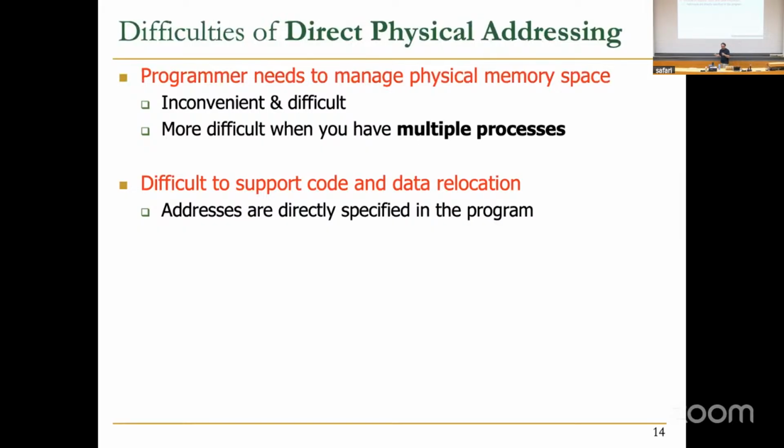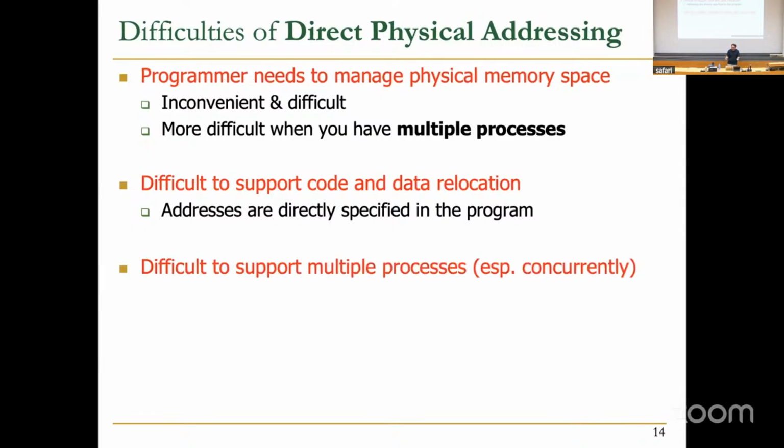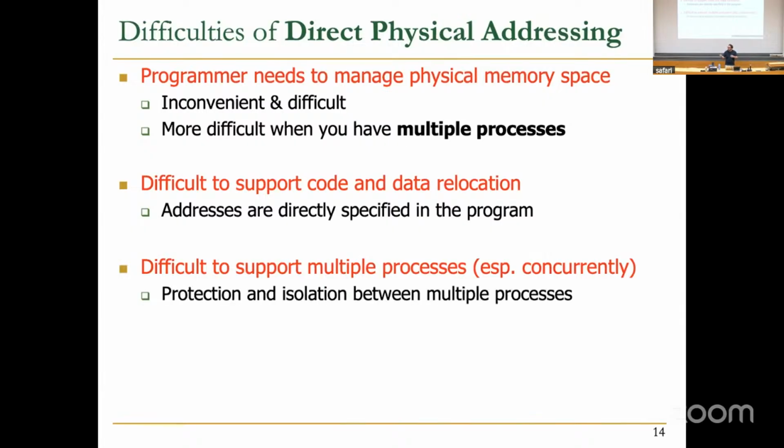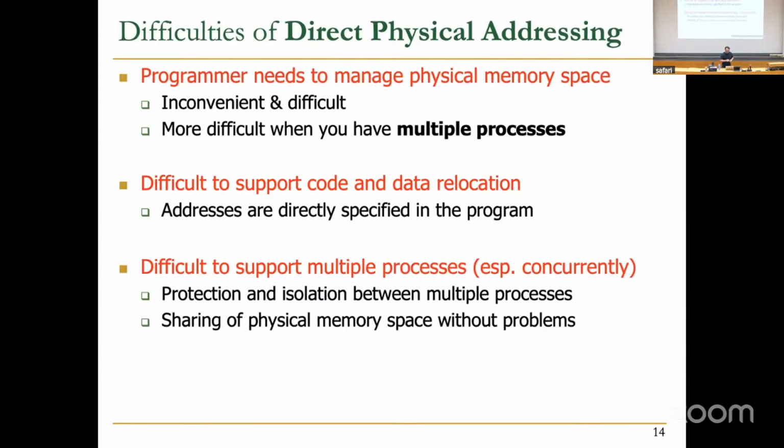Why? Because addresses are directly specified in the program. We cannot change the location of these addresses once you write your program. It's also difficult to support multiple processes running concurrently. Why? Because we cannot guarantee protection and isolation between the multiple processes. We cannot guarantee that 2, 3, 4 entities that write programs on one single computer have agreed that they're going to use different parts of the physical memory for their programs.